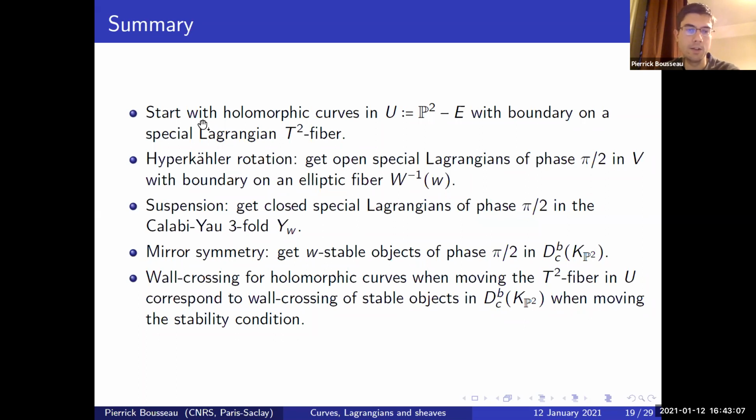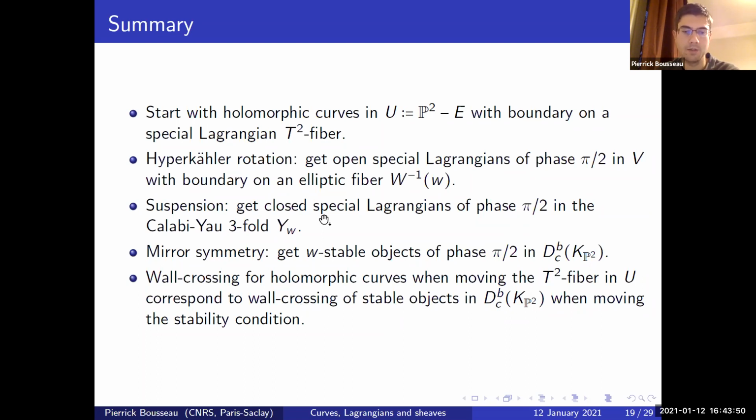And you can check that this correspondence makes sense in the sense that it's compatible with natural notions of wall crossing on both sides of the correspondence. If you look at holomorphic curves with boundary on a T2 fiber, when you move this T2 fiber, you expect this count of holomorphic curves to jump and to exhibit some wall crossing phenomena. And in a parallel way, from the point of view of stable objects in the derived category of sheaves, similarly, when you move the stability conditions, you expect a wall crossing for stable objects.